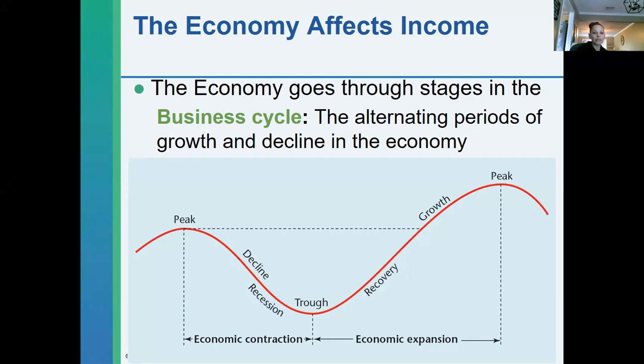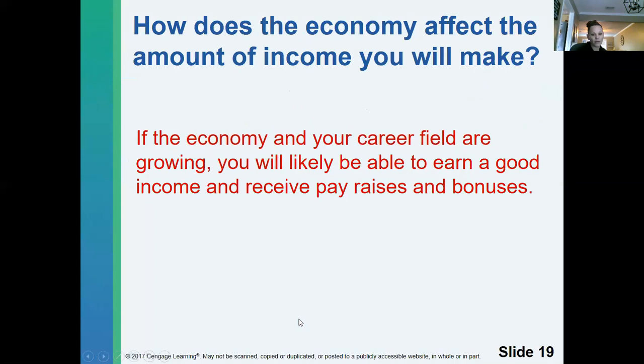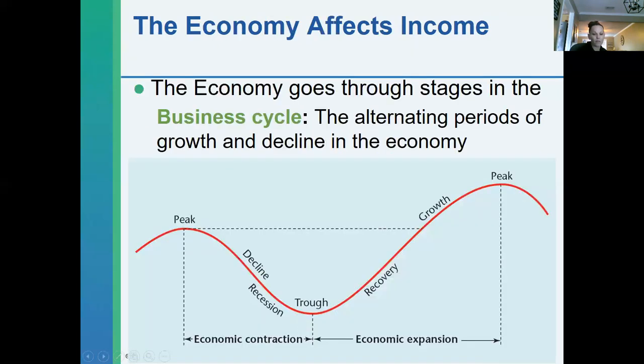So the business cycle, we have our peak and then we go through decline, which is when we're in a recession and we hit the bottom there, the trough. And so that's an economic contraction going down there. And then the economic expansion is when we're recovering. If the peak is higher than the previous peak, that is where we have growth.